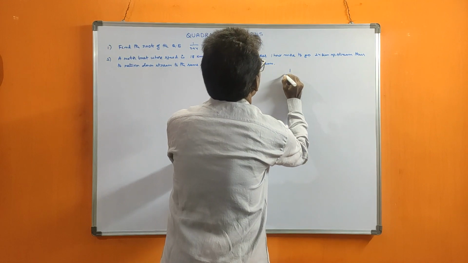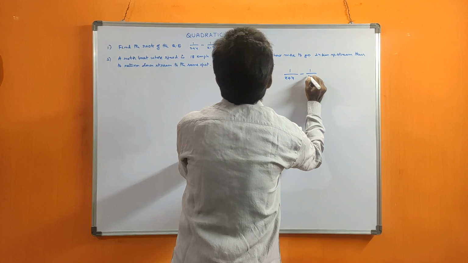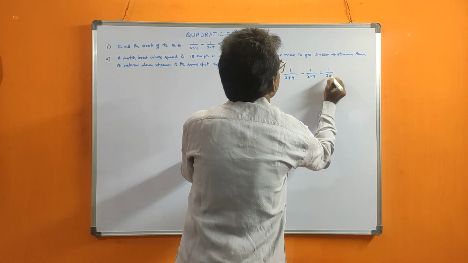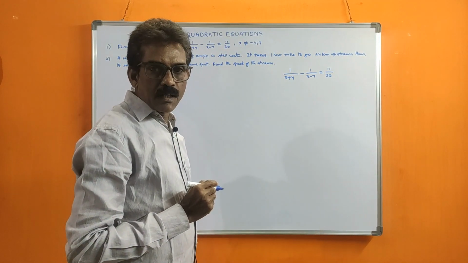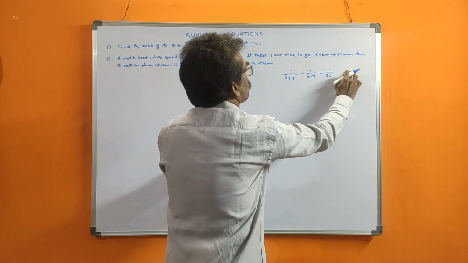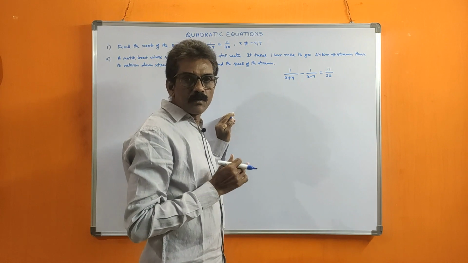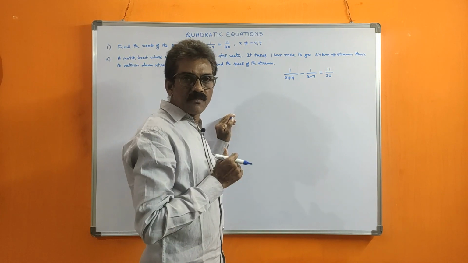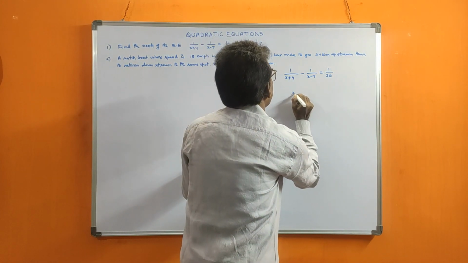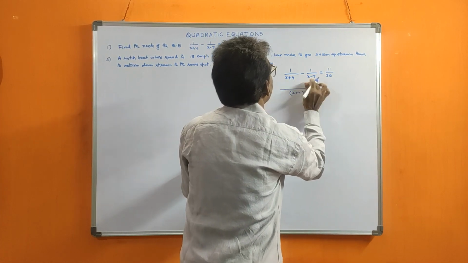Now, the sum is 1 by x plus 4 minus 1 by x minus 7 is equal to 11 by 30. Now we should convert it to standard form. That means here we should do LCM. Generally, if two numbers have no common factors, then we multiply them for the LCM. In the same way, because these are variables, the LCM is the product of both.